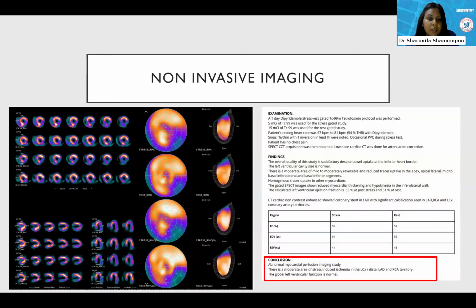You can see here, earlier, all you saw was orange, right? The uptake was good. But here there's some defect, yeah, in the apical lateral region. In the mid inferior, basal inferior, lateral and basal inferior areas, the uptake is reduced. Yeah, so this depicts that she has a moderate area of stress-induced ischemia in the circumflex area, apparently also the distal left anterior descending and right coronary artery areas. So that's why for her, we thought, yes, moderate stress-induced ischemia, the patient will require an angiogram.